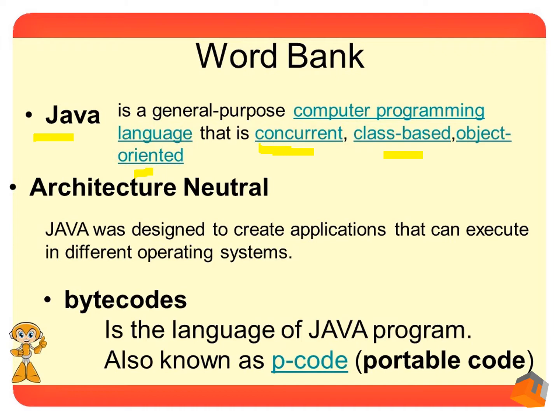We have here the word architecture neutral. Java was designed to create applications that can execute in different operating systems. It can run on Windows, Linux, iOS, or mobile phones. We have here the word bytecodes. It is the language of a Java program, also known as the P-code or the portable code.